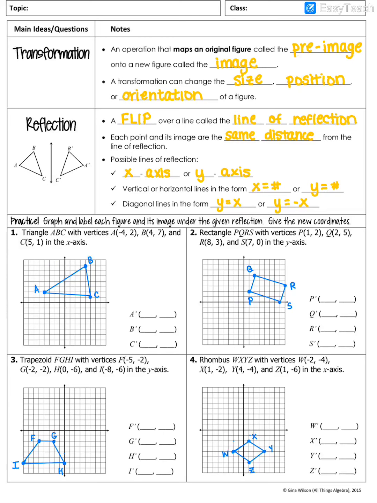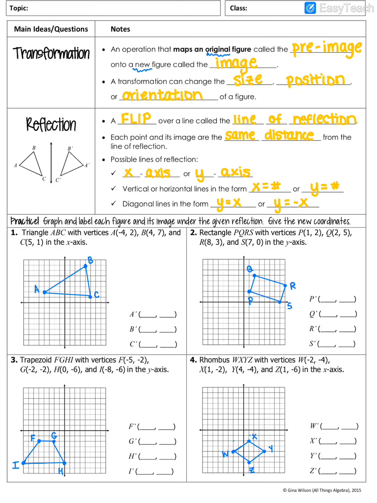So let's start with the fact that this whole chapter is about transformations, and basically we're going to be doing reflections, dilations, translations, and what's the other one? Rotations. And so we're going to start off with just the basic definition of what a transformation is. A transformation is an operation that maps an original figure, which is called the pre-image, onto a new figure that we call the image.